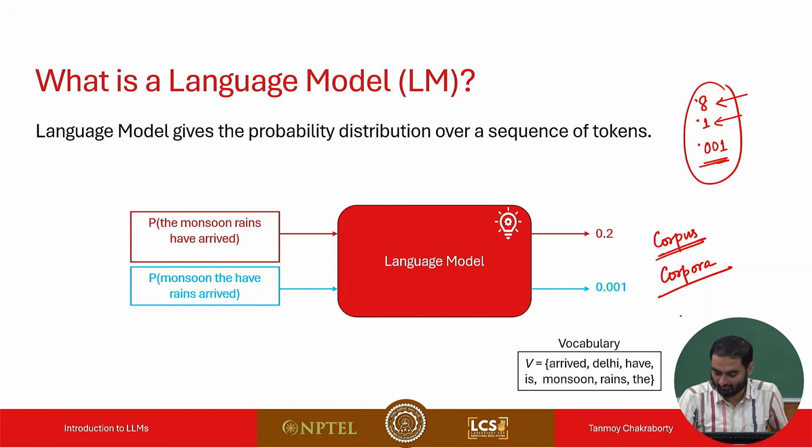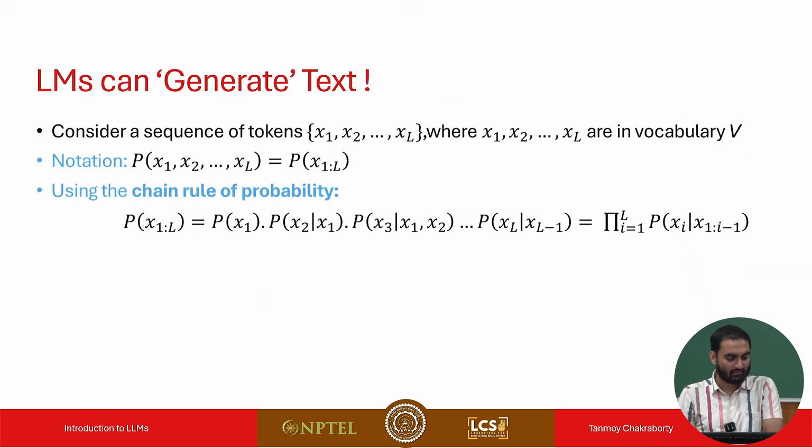The unique tokens are called types. Remember this: types. Tokens can be characters also, but in this case, tokens are words, and we add unique words to the vocabulary. In this way, we create a list of unique tokens present in the document, and that forms the vocabulary. Let's say in this case the vocabulary words are arrived, Delhi, have, is, monsoon, rains, the, etc. Mathematically, given a sequence of tokens x1 x2 dot dot dot xL, the language model basically measures the probability of the sequence.